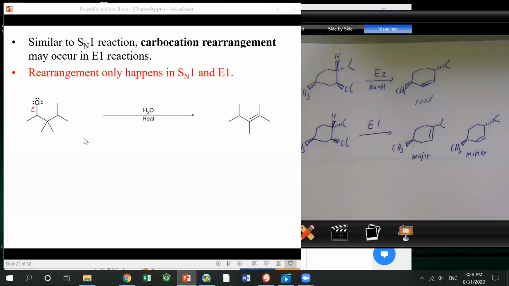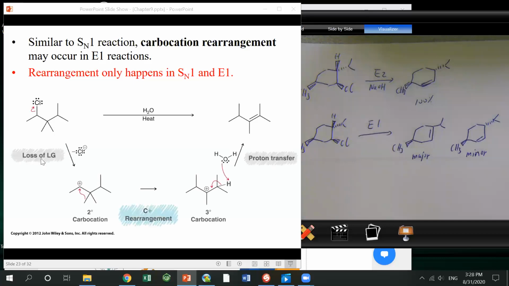So on the right, one methyl group disappeared from the middle carbon and was put over here, on the leaving group side. So that's actually a rearrangement that happened. That's also one of the difficult parts of this chapter. So I'll show you the overall mechanism here.